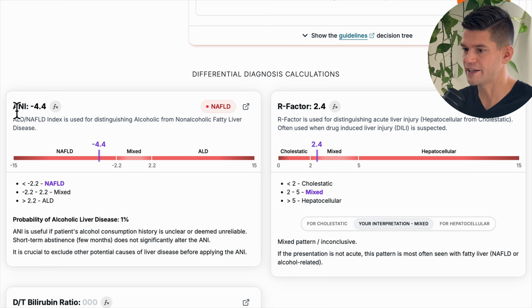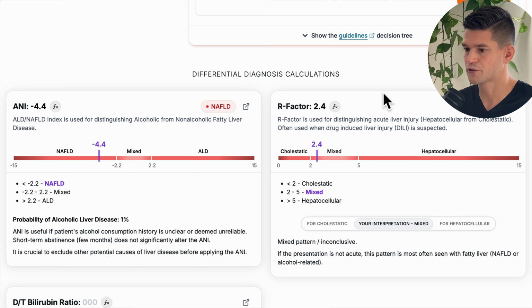The first one is the ANI index, which helps distinguish alcoholic from non-alcoholic fatty liver disease. Anything above 0 leans towards alcohol, and anything below 0 leans towards NAFLD. We can see that this is a clear NAFLD result, and the probability of alcoholic liver disease is only 1%. It is important to note here that all other causes must be excluded to trust these results. More on that later. Next up is the R factor, which is a quick way to classify acute liver injury.